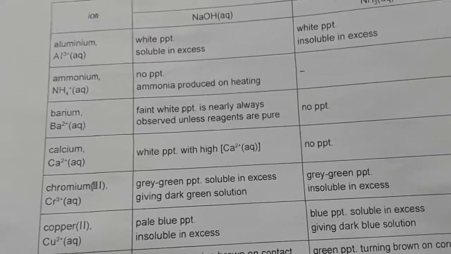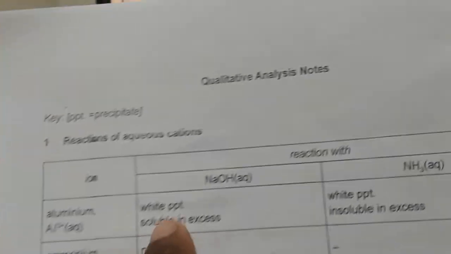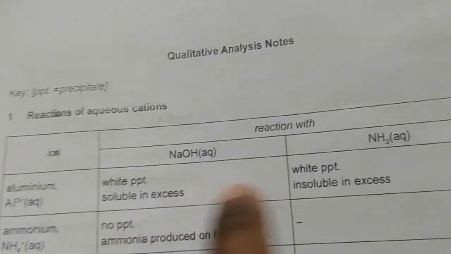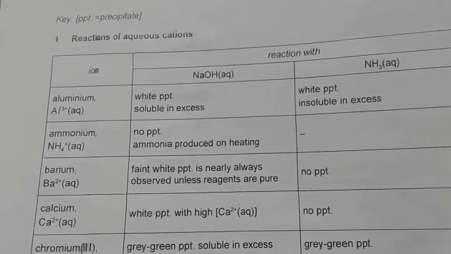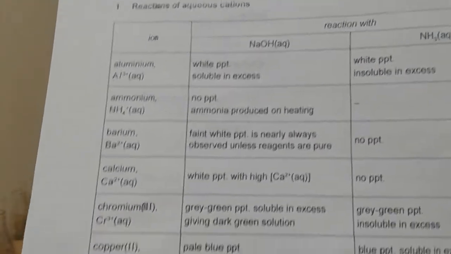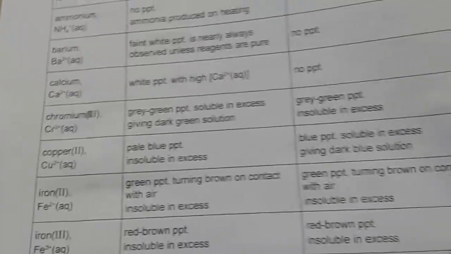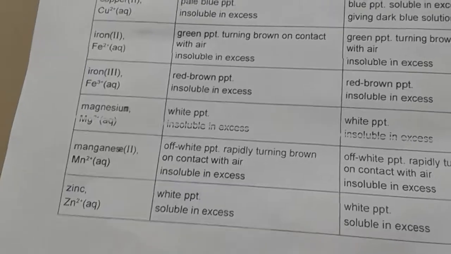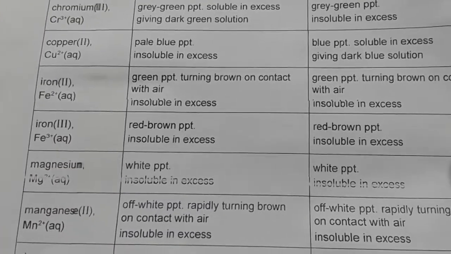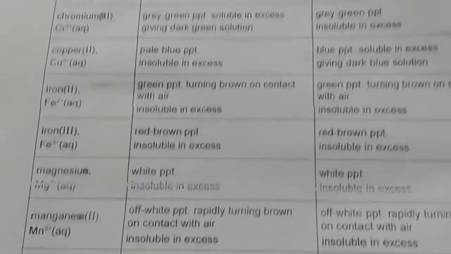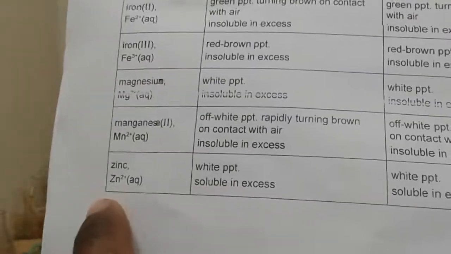Let's turn over here. We have got white precipitate which is soluble in sodium hydroxide but insoluble in ammonia. Our white precipitate was soluble in ammonia, isn't it? And white precipitate insoluble in excess, so this is also not magnesium. White precipitate soluble in excess, so it must be zinc in ammonia, isn't it?